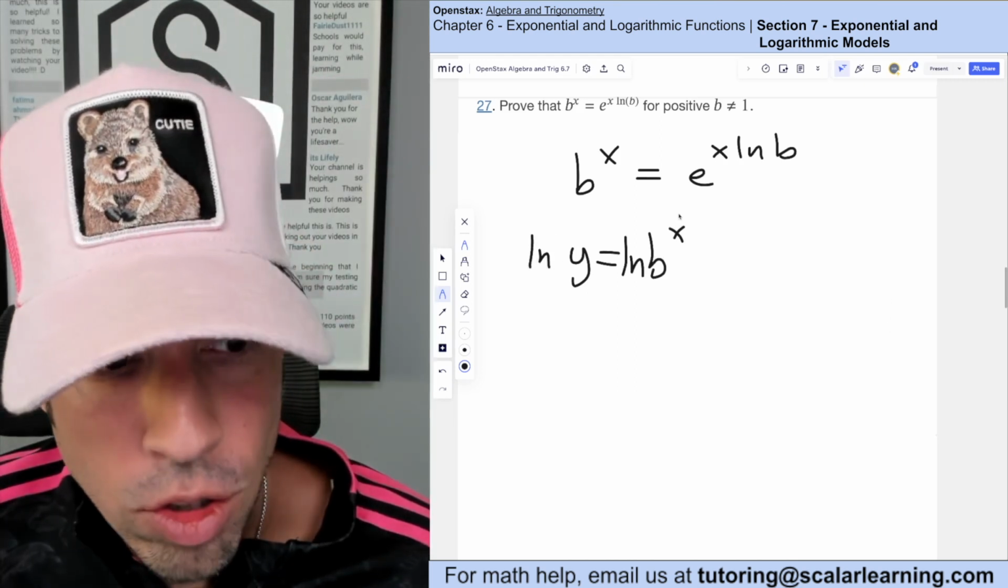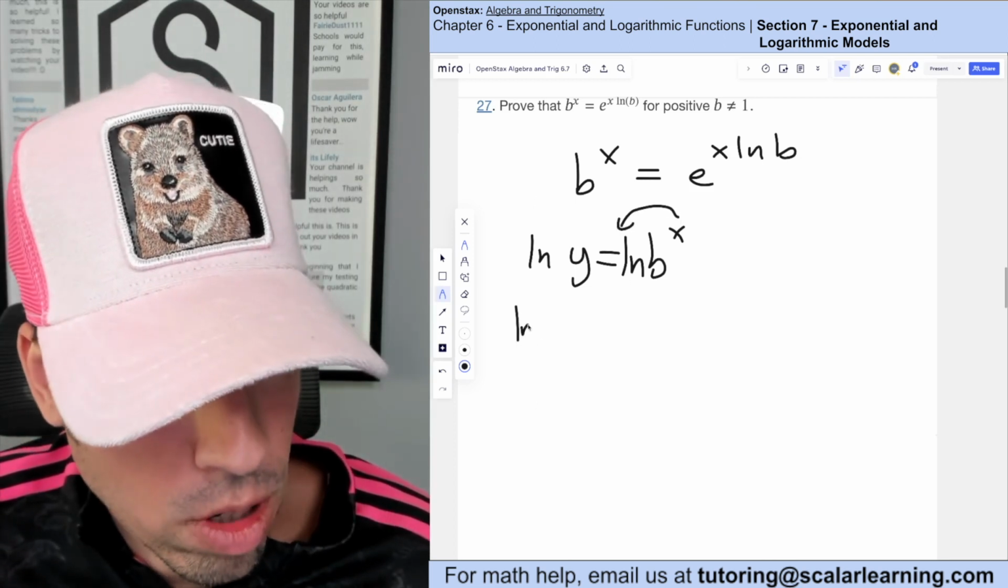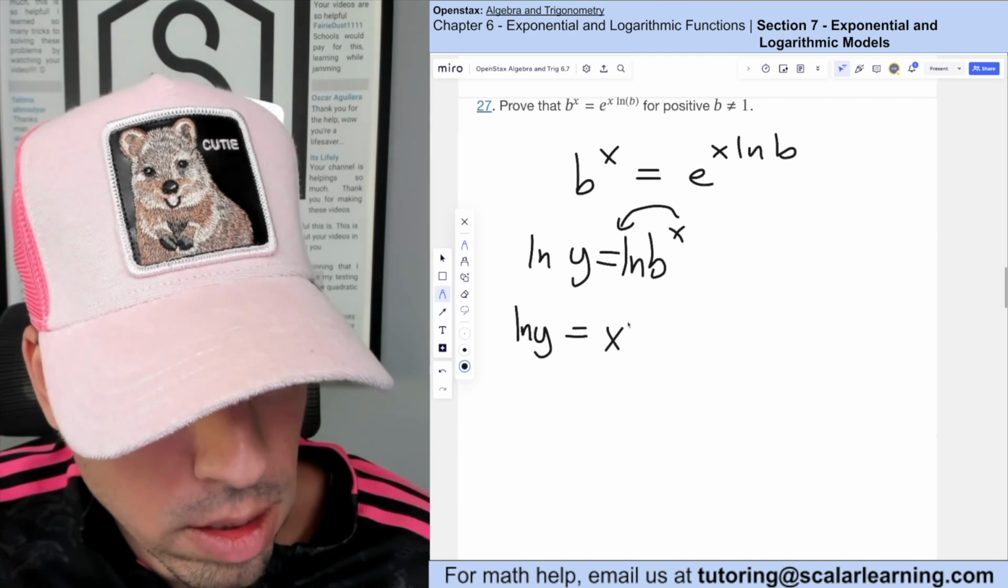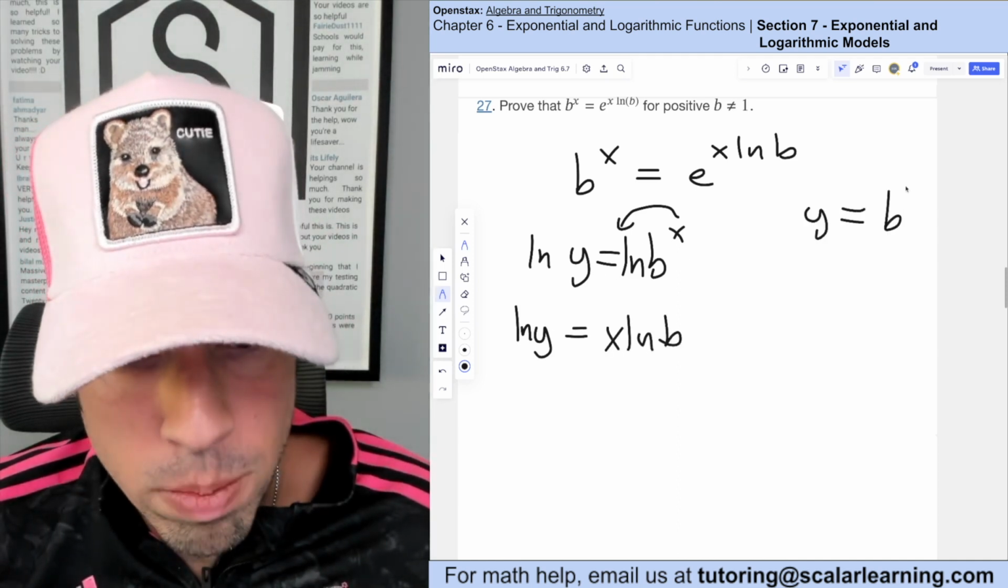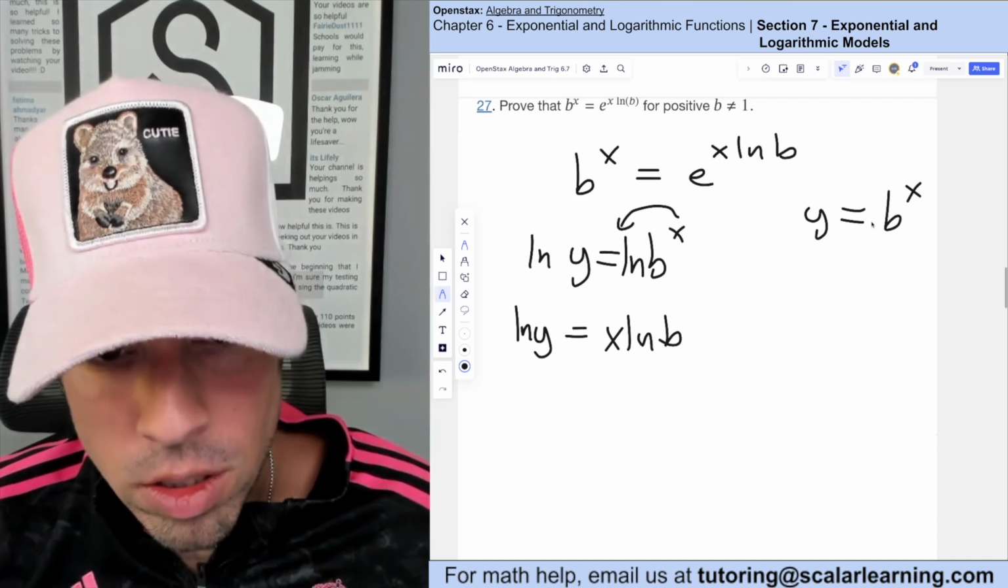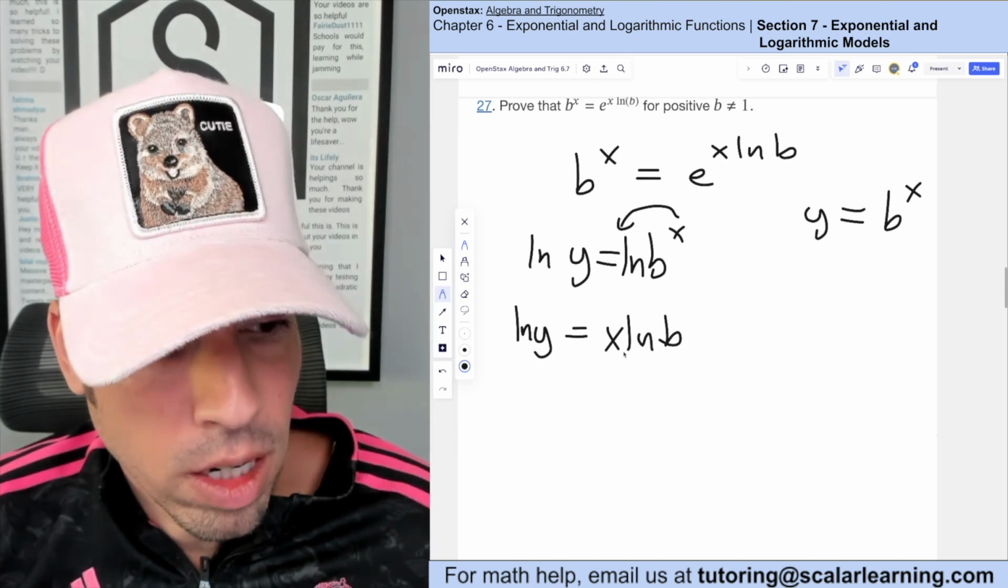So by doing that, I can use my exponent rules, which allows me to bring this x down as a coefficient. So now I know that ln of y equals x ln of b. And by the way, I'm just going to put up our original premise, which was y equals b to the x. So just so we remember the chain of actions, we started with this, then we took log of both sides, then we brought the exponent down.